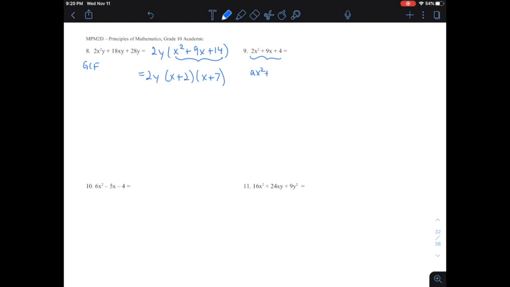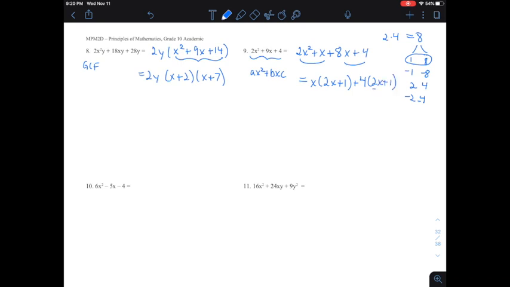All right, for these ones, this is in the form of ax squared plus bx plus c. I multiply 2 times 4 to get 8. I write out the factors of 8. And I can see that the one that adds to 9 is this one. So I'm going to break up that middle term. And then I'm going to use grouping. I know I've done it right because those two are the same.